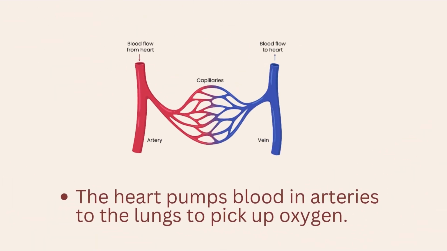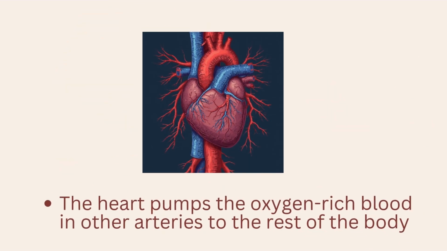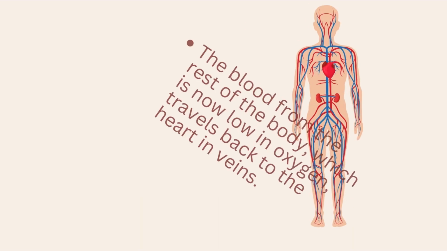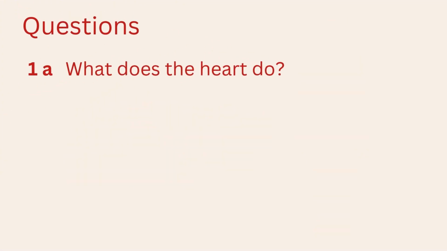The heart pumps blood in arteries to the lungs to pick up oxygen. The oxygen-rich blood travels back in veins from the lungs to the heart. These are the only veins that carry blood with oxygen. The heart pumps the oxygen-rich blood in other arteries to the rest of the body. The blood from the rest of the body, which is now low in oxygen, travels back to the heart in veins.